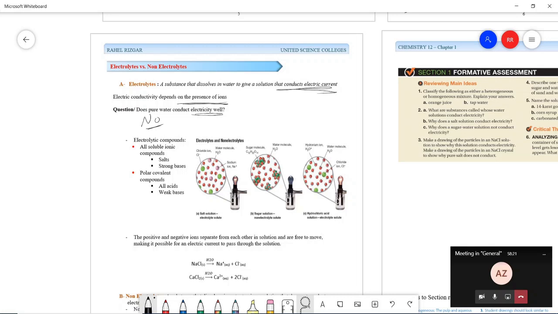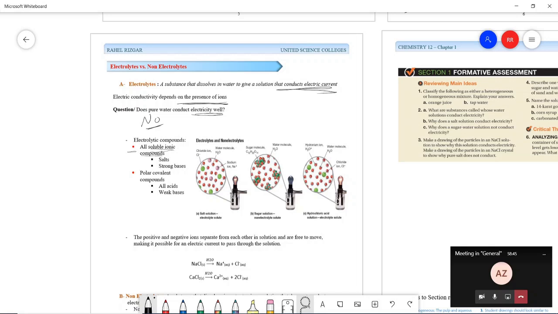What are those compounds which can conduct electricity? For naming and recognizing the compounds, we will learn about them in the next chapters, especially in chapters 2 and 3. But for now, we have to know the basic knowledge: which compounds become electrolytes? All soluble ionic compounds.